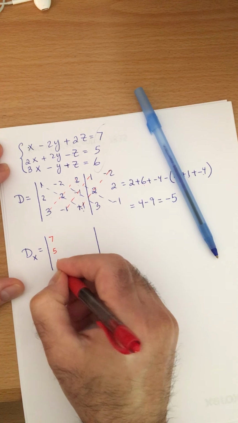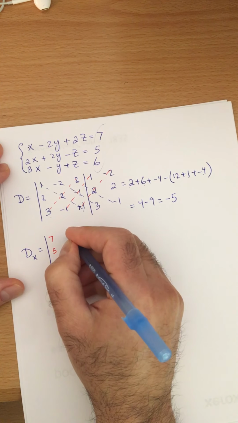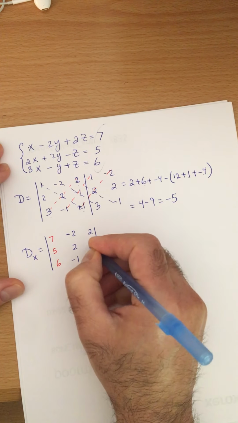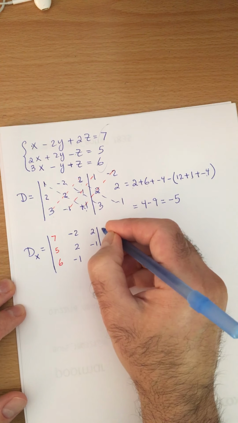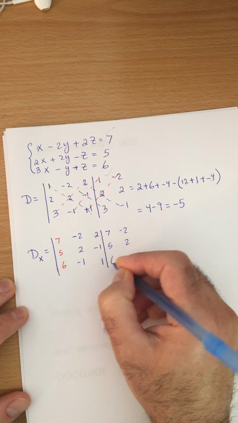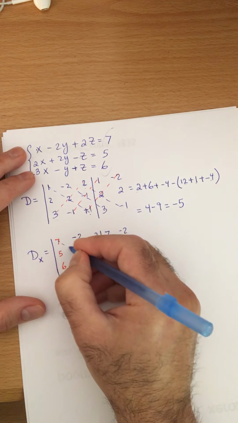So 7, 5, 6. And then the other columns stay the same. Negative 2, 2, negative 1, 2, negative 1, 1. Okay, so we do it again. 7, negative 2, 5, 2, 6, negative 1. Okay, so let's do these.